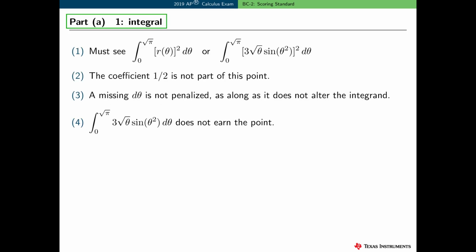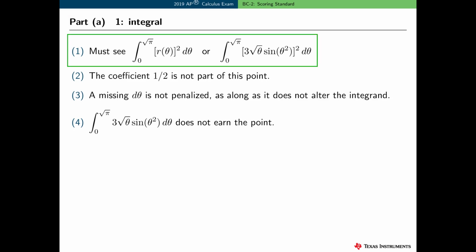The first point in Part A was for the integral. And remember, this includes the bounds on this definite integral. And we must see one of these two integrals for the student to earn the point. Now, the student can certainly use r of theta since it was defined in the problem, and I would advise them to use this function name. There is more chance of a copy error if the student attempts to write the expression for r of theta.